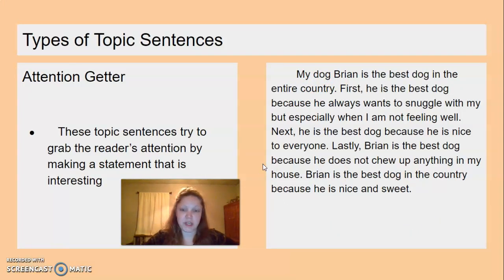Tomorrow, we are going to look at our key details, our juicy ideas. And then by the end of the week, we will write our own paragraphs that have great topic sentences, supporting details, and concluding statements. But today, there's nothing to turn in. We're going to continue to work on our writing throughout the week. I was just introducing you to the types of topic sentences that we're going to use later when we write our own paragraphs.